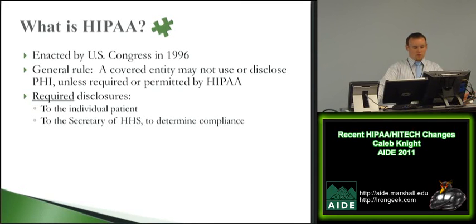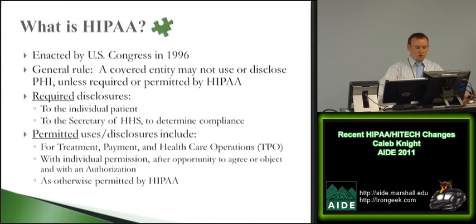In some instances, disclosure is required: to an individual patient, or to the Secretary of Health and Human Services to determine your compliance under the law. Permitted disclosures are for treatment, payment, and healthcare operations. That's an exception that we're going to talk about a little bit. Basically, anything that falls into those categories, treatment, payment, or healthcare operations, is a permitted disclosure under HIPAA. And of course, if a patient authorizes the disclosure of their medical information, then that also waives the HIPAA protections.